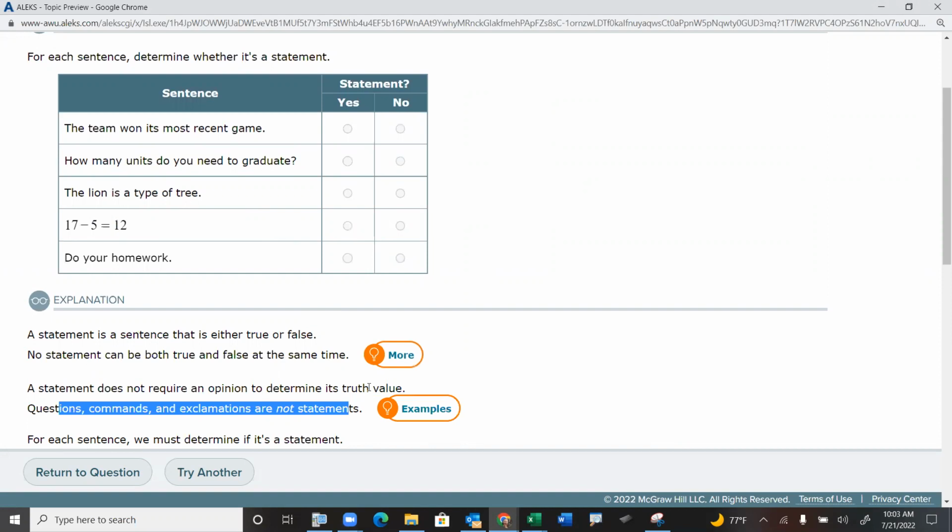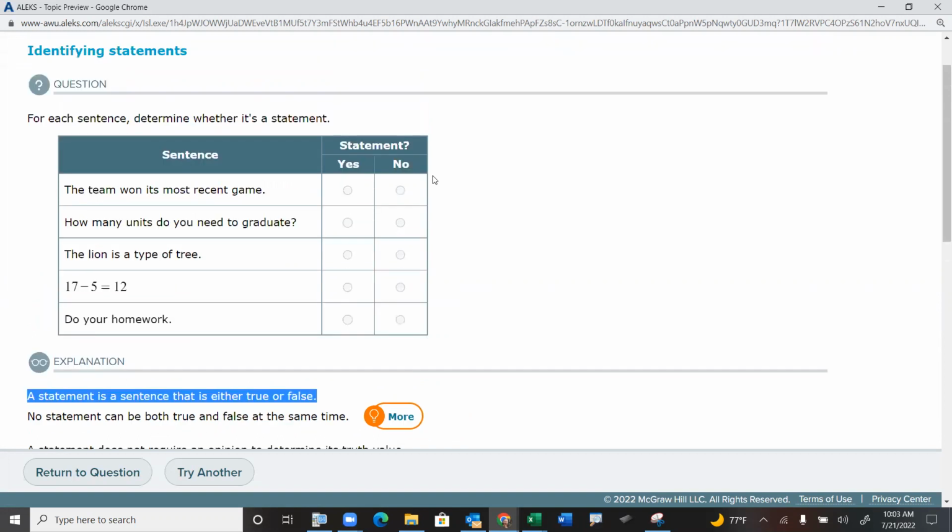So for example, if I say run, that's not a statement because I can't say, well, that statement is true or that statement is false. It just really wouldn't apply. So the main thing here to focus on is a statement is true or false. So let's see what we've got here. The team won its most recent game. Yeah, that's a statement because it's either true or it's false.